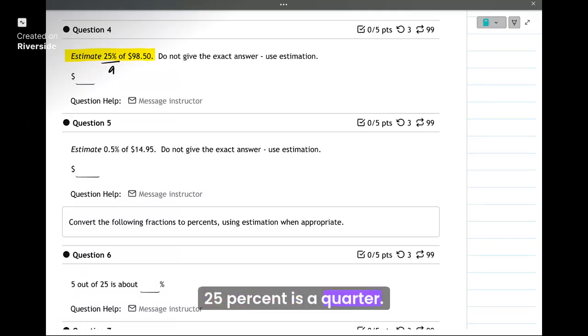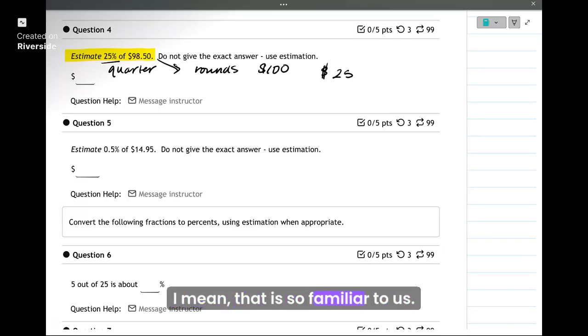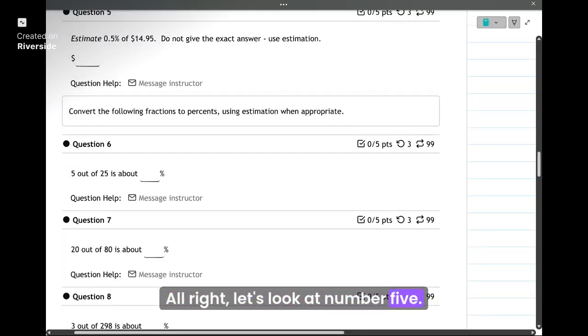25% is a quarter, rounds to $100. 1/4 of $100 is $25. I mean, that is so familiar to us, I don't even think we need to go any further. All right, let's look at number 5.